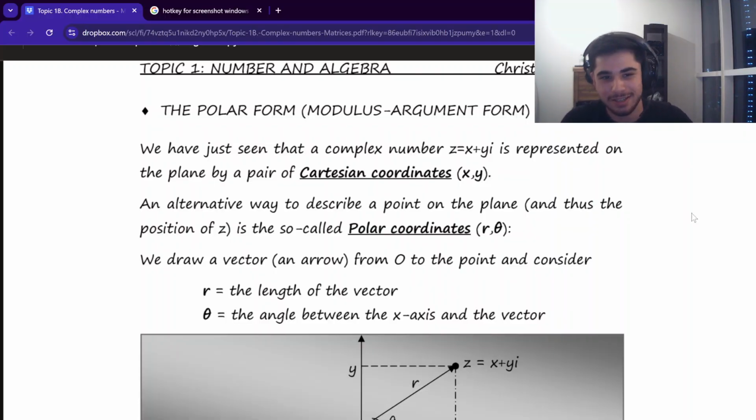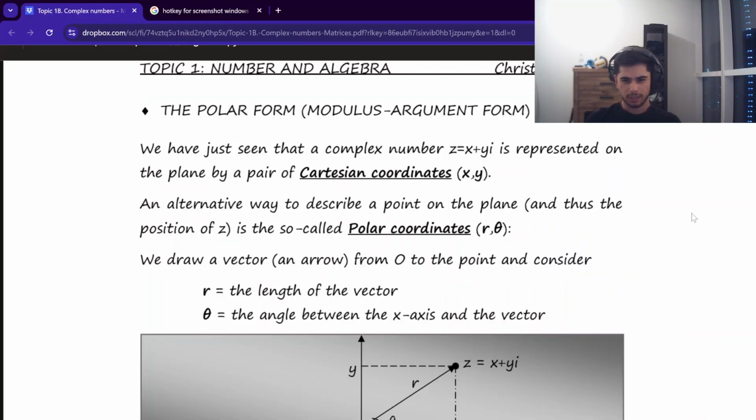Mr. Nikolaidis has said that we have seen that a complex number, z equals x plus yi, is represented on the plane by a pair of Cartesian coordinates. Remember Rene Descartes? So he said that z equals x plus yi, where x is the real part and yi is the imaginary part. But he said that there is a way to describe the point in another way, which is called the polar coordinates, which use r and theta.